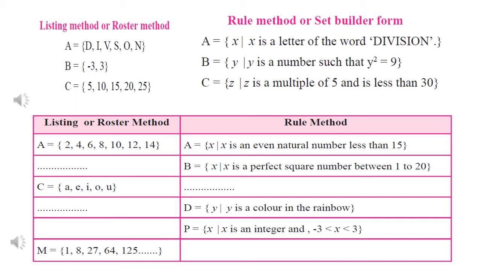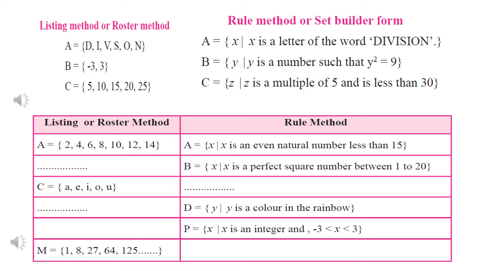A is equal to {2, 4, 6, 8, 10, 12, 14}. Now all of these are even natural numbers, but again they are only less than 15. We don't have numbers more than 15. So when I write in rule method, it is x such that x is an even natural number less than 15.